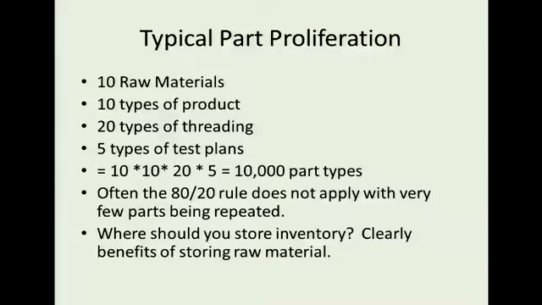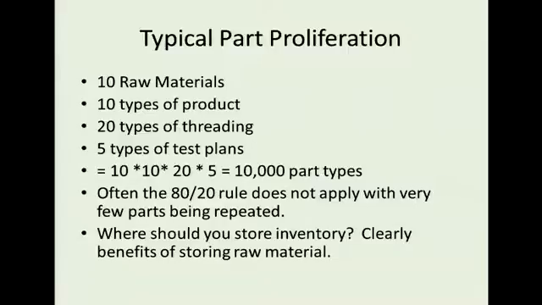I may have 10 raw castings that are turned into 1,000 different types of whatever, precision milled, valves, pumps, whatever. And so my 10 raw materials, each can be turned into 10 product types. Each product type can have 20 threadings and 5 different test plans. So each time I can look at a product and say, well, that's product A tested with method B, which is different than product A tested with method C.